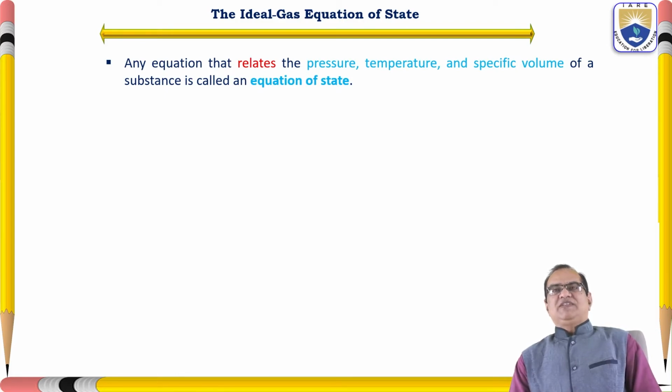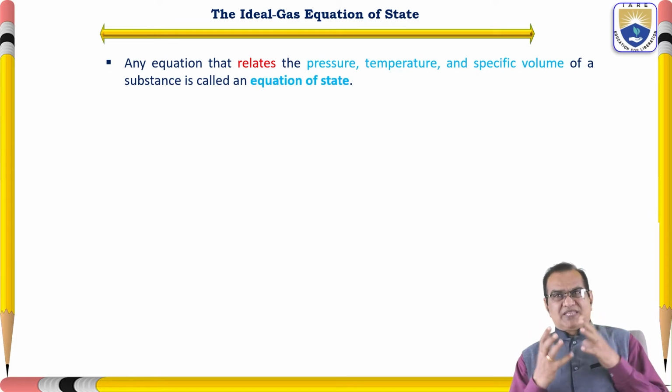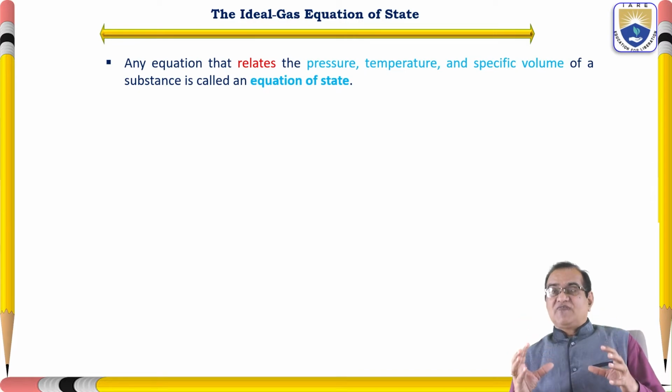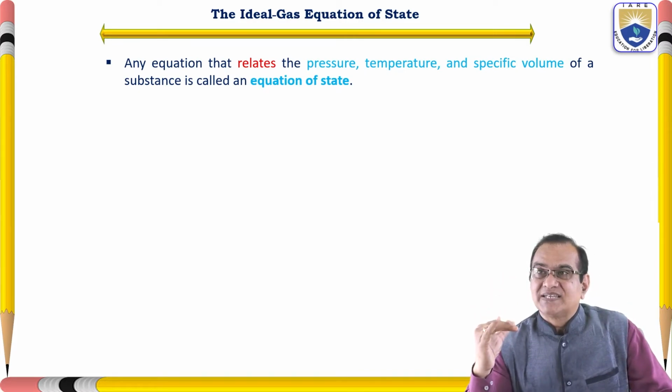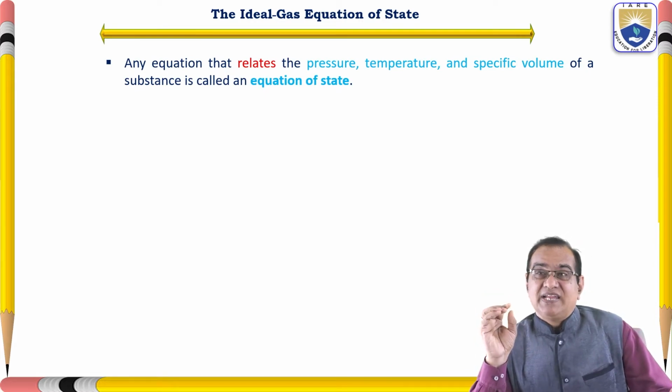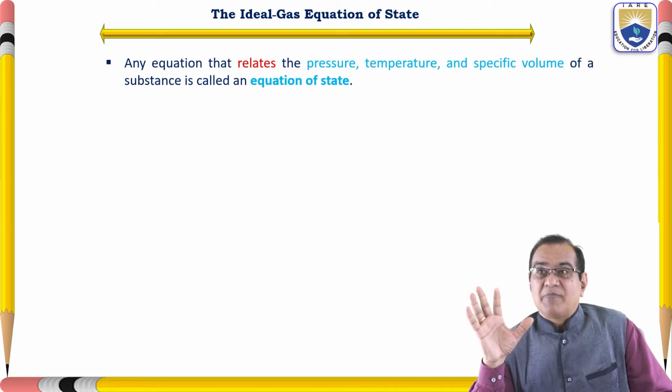So any equation that relates the pressure, temperature and specific volume of a substance is called an equation of state. So any mathematical equation that relates the pressure P, temperature T and specific volume. Specific volume is the volume per unit mass. Then it becomes the property, that is the independent or intrinsic property.